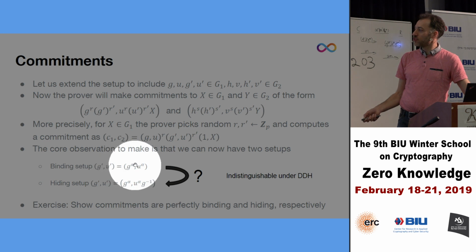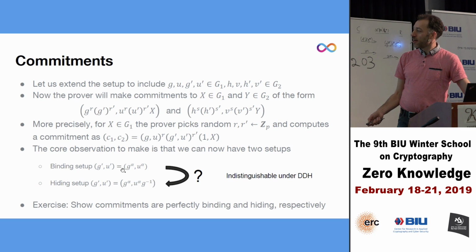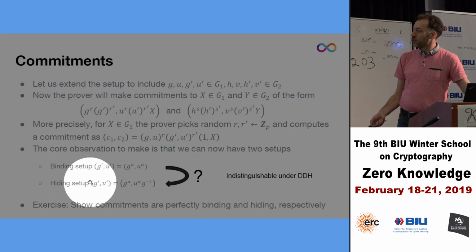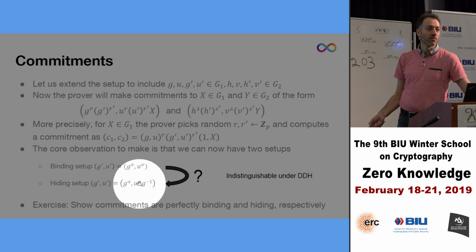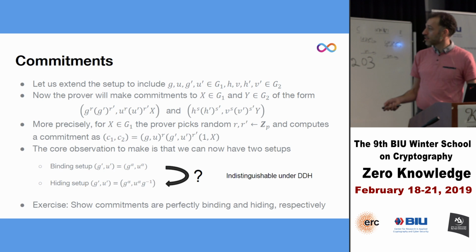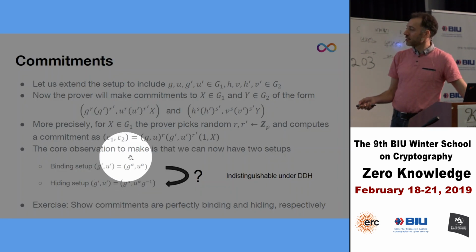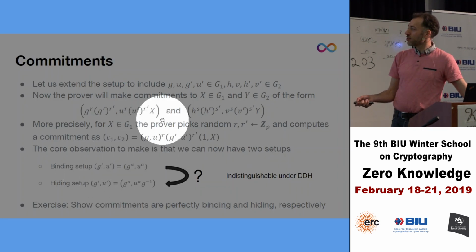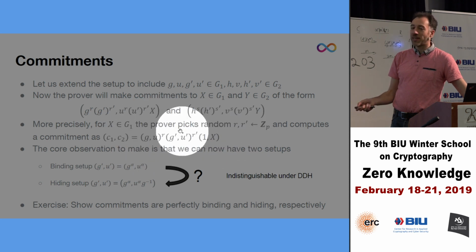So you basically just take GU and raise it to some secret alpha. And for a hiding setup, on the other hand, G prime and U prime will again be GU raised to some random alpha, but then we'll multiply the latter one with G inverse. And the reason we do that is because if we're in a binding setting, this commitment here is actually going to be perfectly binding. There will be a unique X inside it.